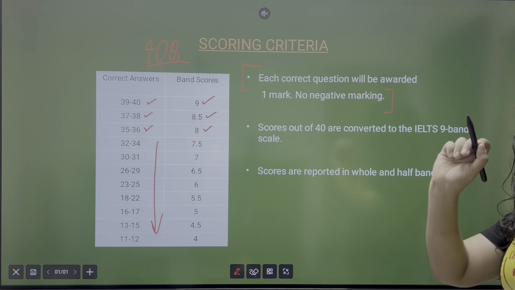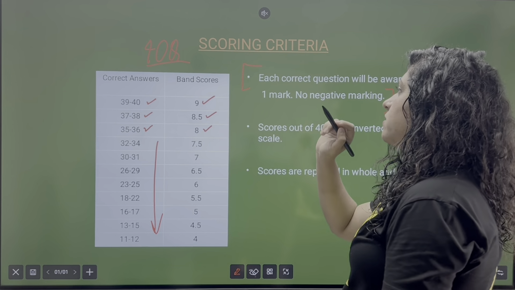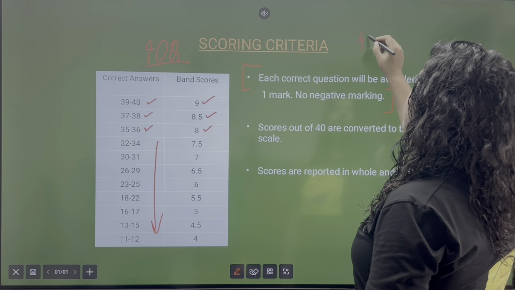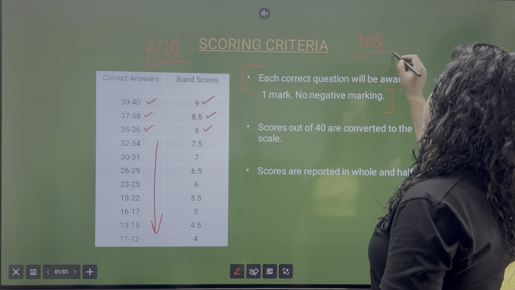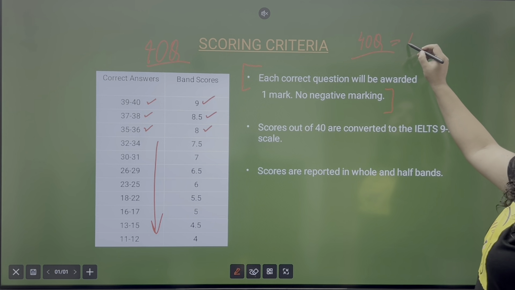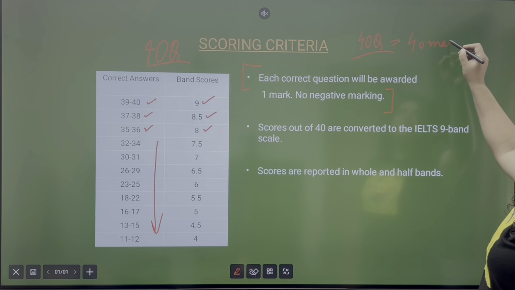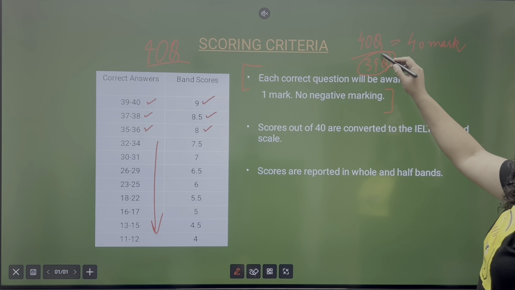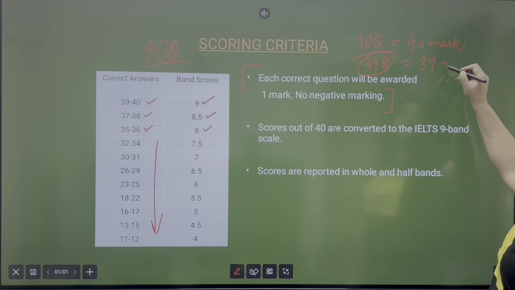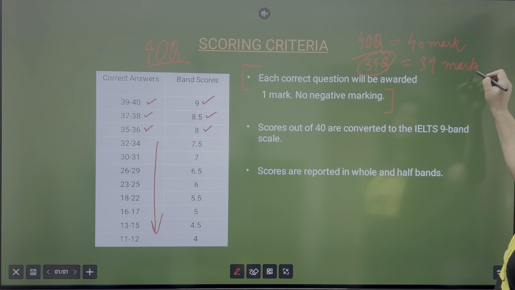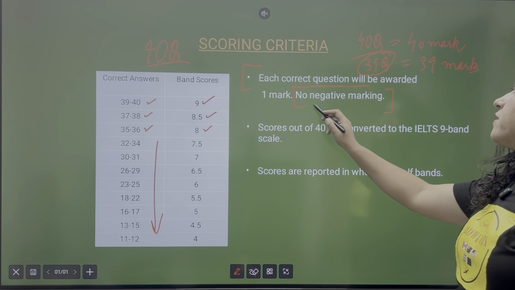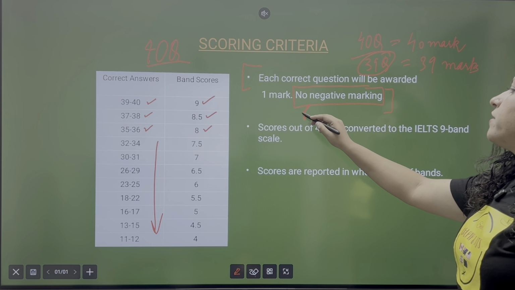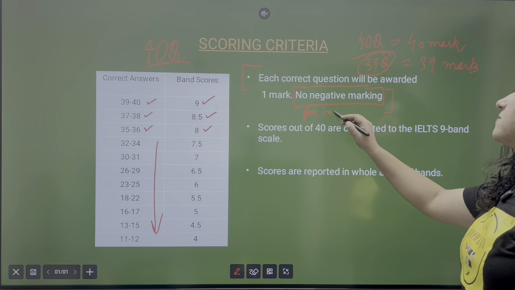Now for each correct answer, you get 1 mark. That means if you mark 40 questions correct, then you're going to get 40 marks. If you get 39 questions correct, then you're going to get 39 marks. However, there is no negative marking for incorrect answers.